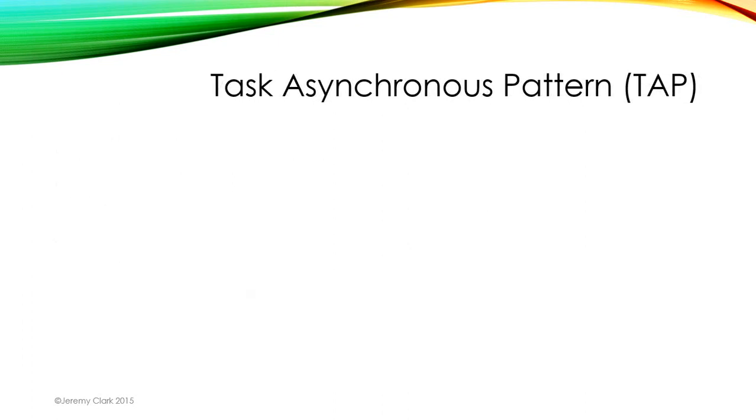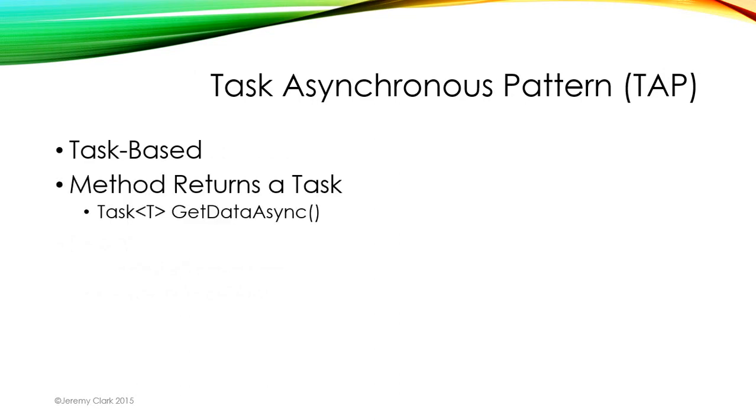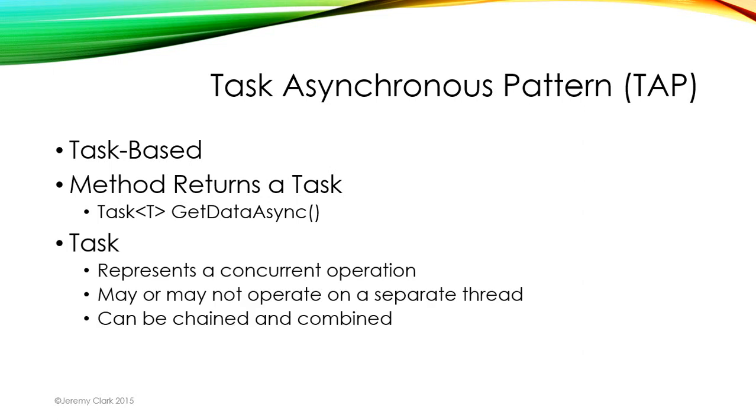So then we got the task asynchronous pattern, or TAP. As you can imagine, this is task-based, and generally the way this works is that we have a method that uses a task as a return value. So here we have a method called GetDataAsync, and it actually returns us a task. Now, what is a task? Well, a task represents a concurrent operation. What's important to understand is this may or may not happen on a separate thread. Now, the examples we'll be looking at today will be on a separate thread, and we'll be able to see that when we run our application.